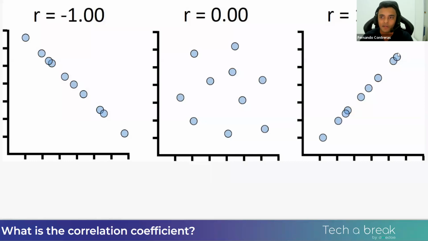At your right, you have, on the contrary, a perfect positive correlation, because the more X increases, the more Y increases. In the middle, you have an example of two variables that are not correlated at all, because they are completely independent.